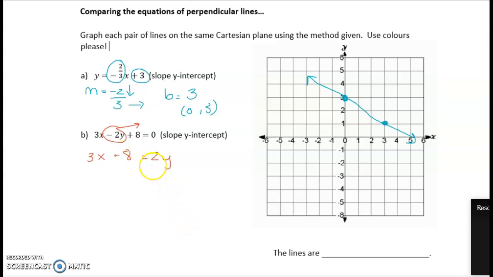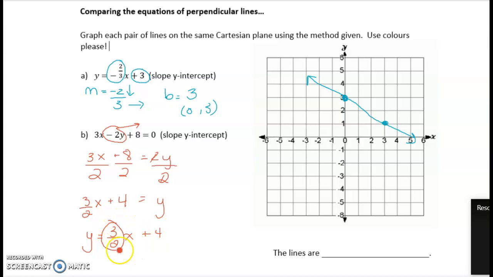Now to solve for y, we have to divide by the number in front. So we divide by 2, which means we divide everything by 2. And then we have 2 divided by 2 gives us 1y. 8 divided by 2 gives us +4. And then we have our 3 over 2x. Okay? And sometimes people like to see it in the y equals mx plus b, so just rewrite it. Okay, so y equals 3 over 2x plus 4.